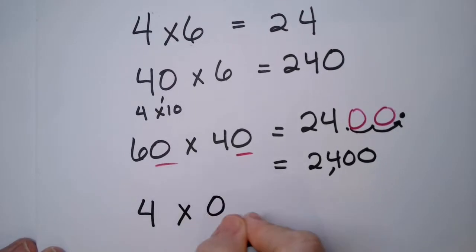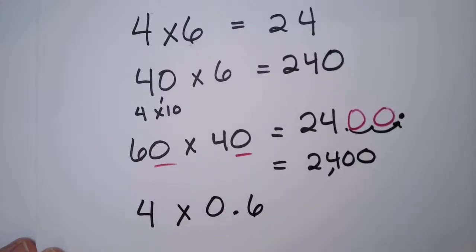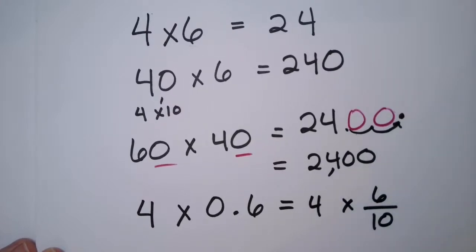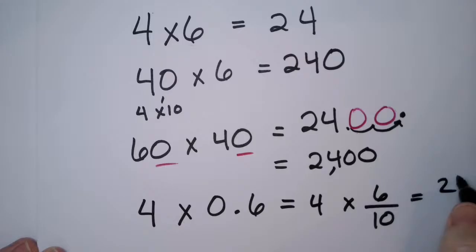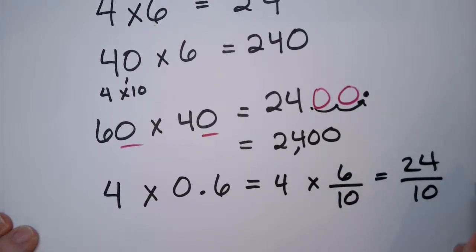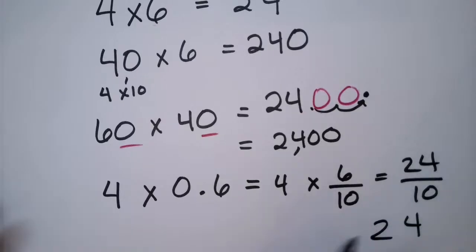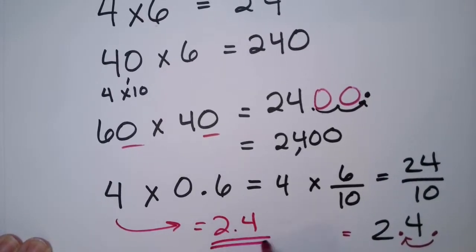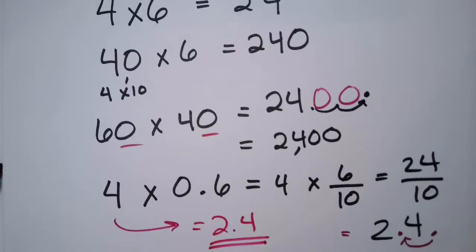Good. Okay. What if we do the other way? 4 times 0.6. Don't let this throw you. This is 4 times 6 tenths. So 4 times 6 is 24, divided by 10. That means you take that 24, pull out the decimal point. It does 1 hop this way because the number gets smaller. So your answer is 2.4. Yeah, don't forget the 2 in front.